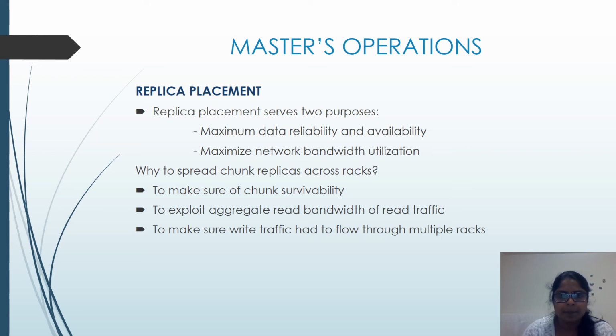Replica placement. Replica placement serves primarily two purposes: to maximize data reliability and availability, and to maximize network bandwidth utilization. Why spread chunk replicas across the racks? The following are the reasons. To make sure of chunk survivability: if a whole rack is damaged, the chunks still survive.